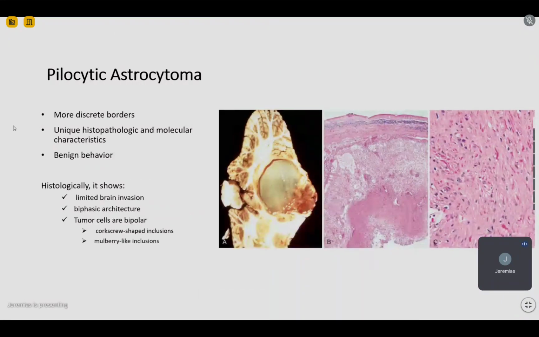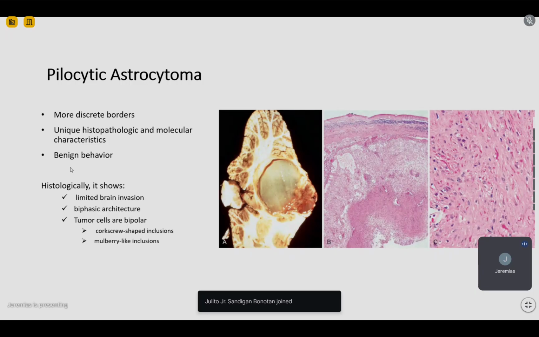Then we have pilocytic. Pilocytic, from the word, is like hair-like cells. There's a discrete border and there are unique histopathologic and molecular characteristics. This is benign. Histologically, brain invasion is limited, as shown in the picture. There's biphasic architecture and the tumor cells are bipolar. There's corkscrew shape and there are also mulberry inclusions.